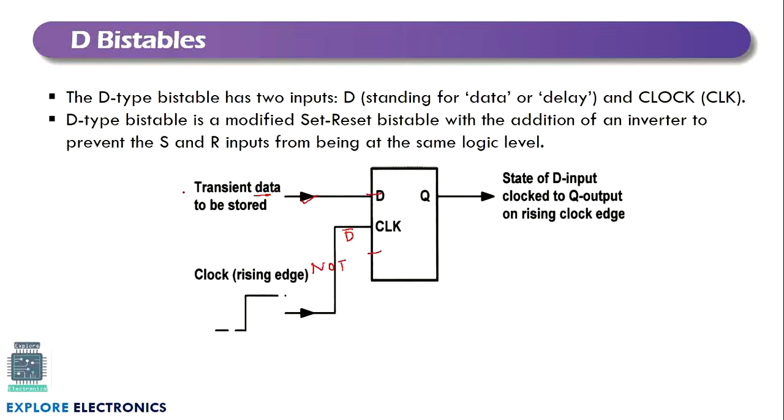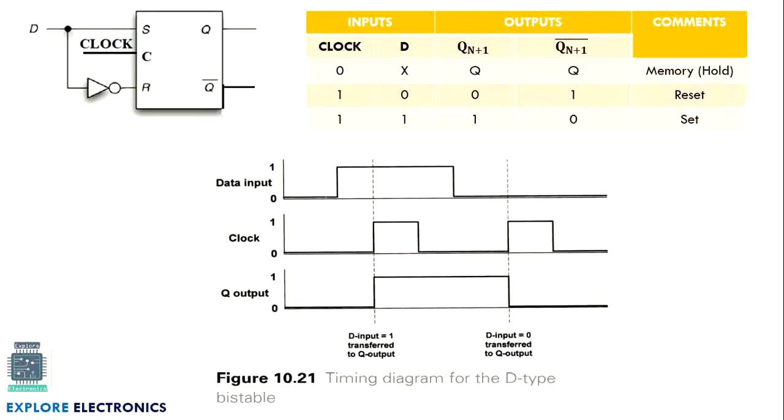The same thing is represented in another form here: the data to be stored is D. Whatever data we give from D will be stored in this memory cell. So a bistable is also called memory. If D is 0, 0 will be stored. If D is 1, 1 will be stored in the memory. This is the working of the D bistable. Here we are introducing a clock signal, so we need to operate this bistable with a clock signal now.